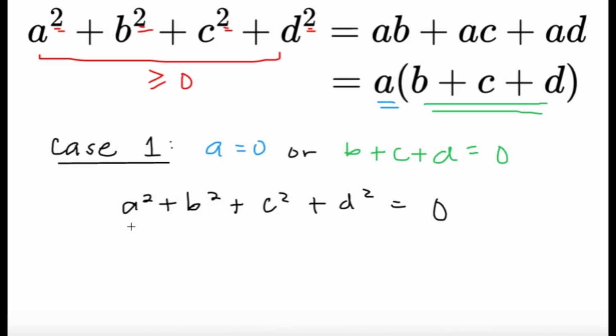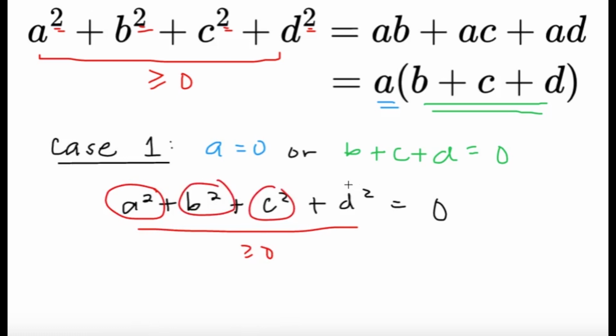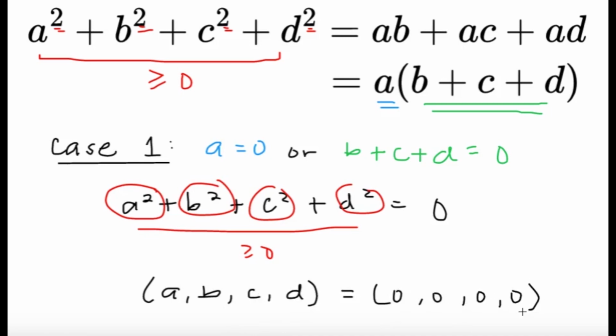So since we know that this part is greater than or equal to 0, each of these, a, b, c, and d, must be 0. So we have the solution already: a, b, c, d is 0, 0, 0, 0. And this is the obvious solution to this item. So that's for case 1.